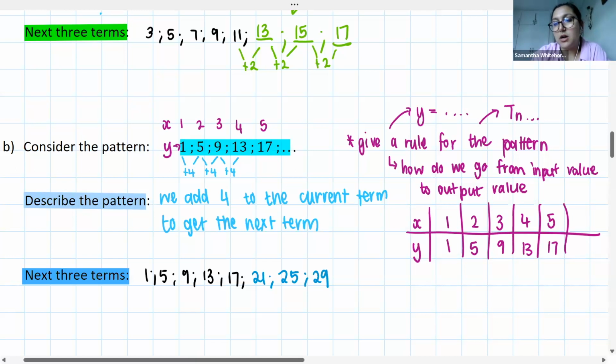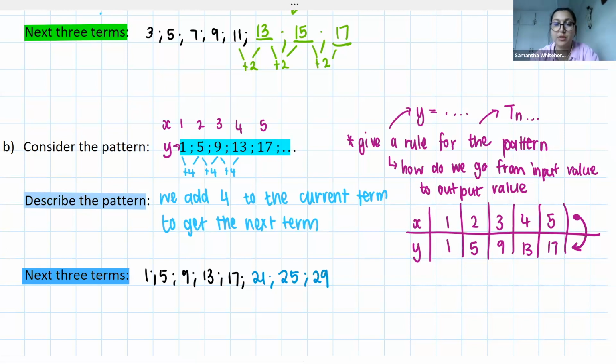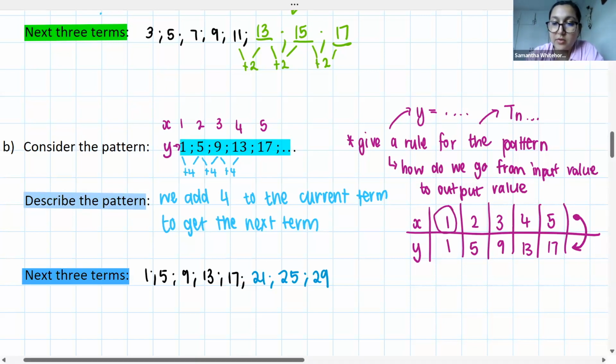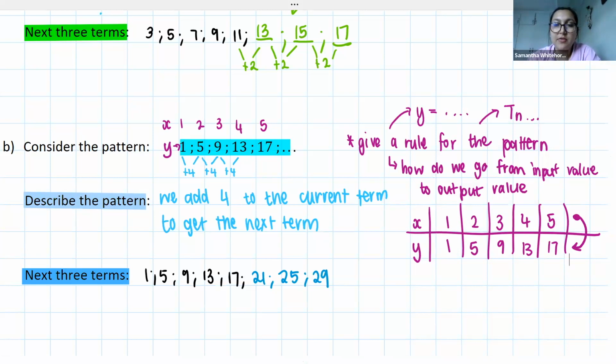And so we now need to ask, what am I doing to this X value here at the top to get to the Y value? I'm clearly not adding 4, right? Because if I take my first X value of 1 and I add 4, I don't get 1. If I take my X value of 2 and I add 4, I don't get 5. And so it's not a simple case of just taking the description and putting it into a rule. We need to be very careful that we take note of what the question's asking. A description and a rule are two different things.